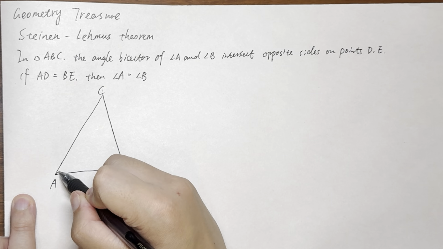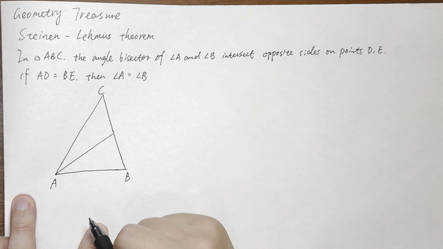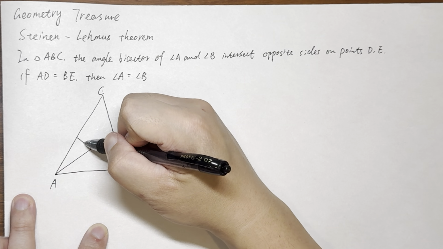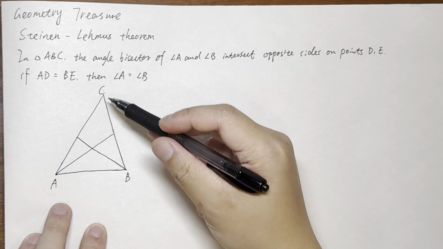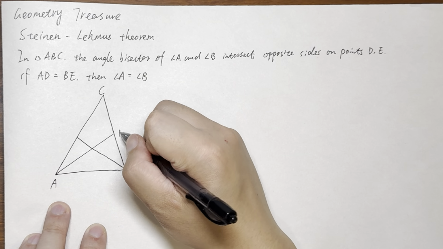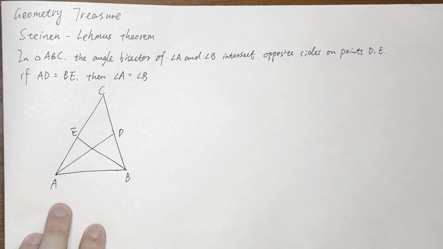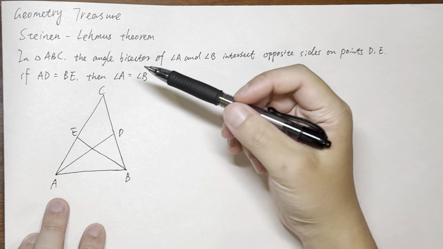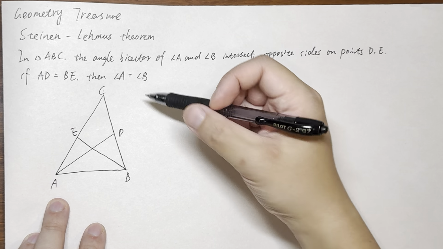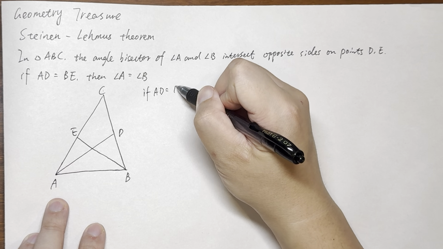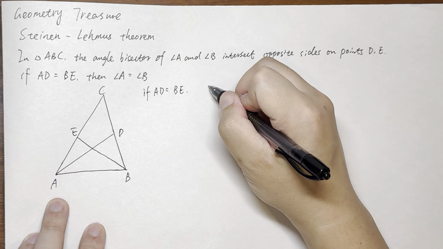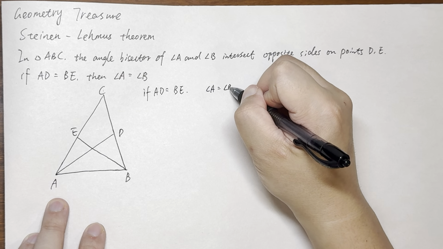We know the angle bisector of angle A and the angle bisector of angle B intersect the opposite sides at points D and E. So the problem is that if AD equals BE, we want to prove angle A equals angle B.